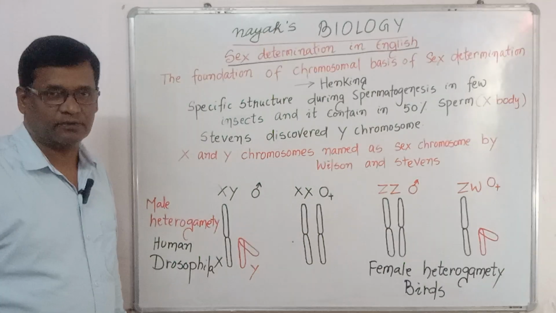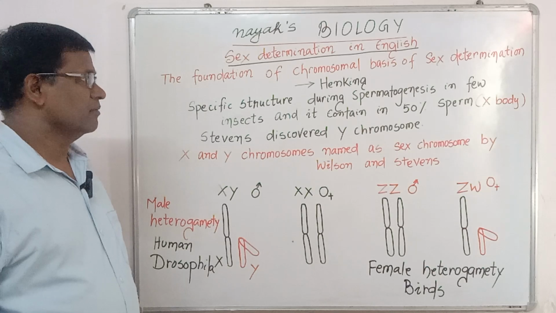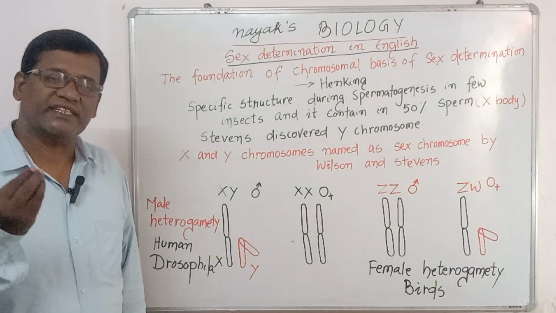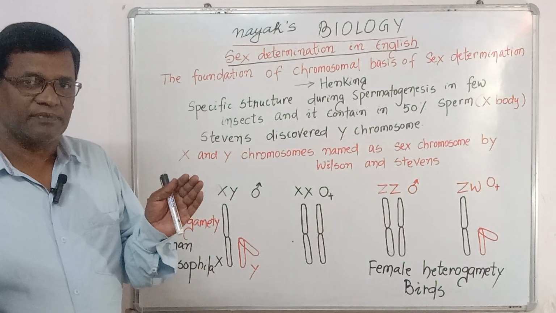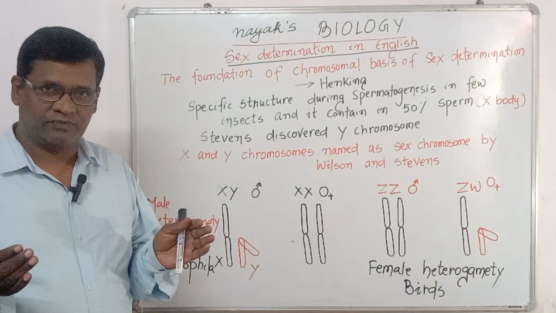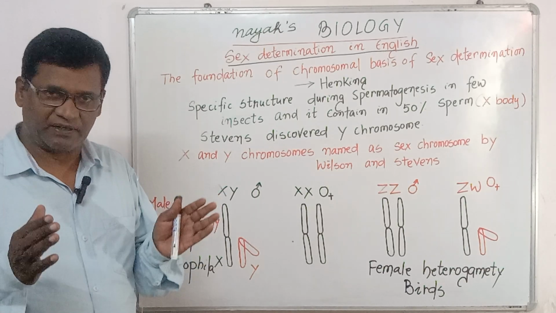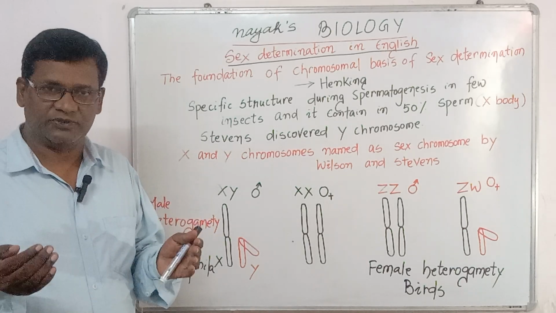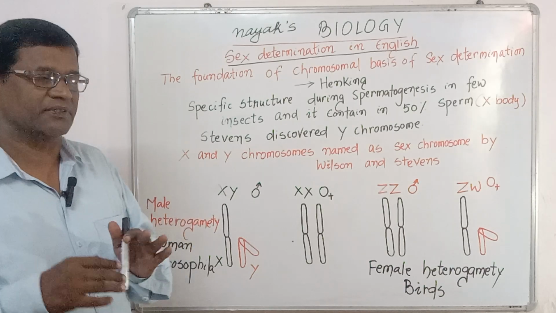Today we are going to discuss sex determination in English. What is sex determination? What is the meaning of that? Because we have to know the sex of an individual before birth. How do we have the sex determination? Because male and female, when they combine, will develop an individual. What is its sex? When it is determined, it is called sex determination.